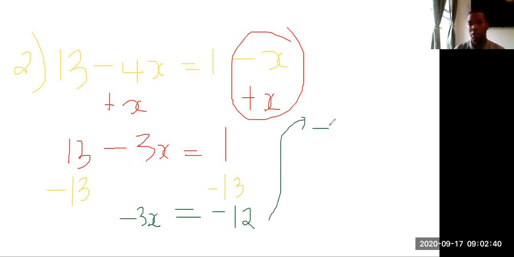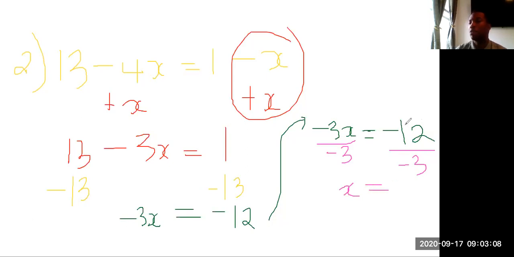I'm going to move it up here. Now I need to get x by itself. It says negative 3x, and I don't want negative 3x. I just want x. So I need to divide by minus 3. And whatever I do on one side, I have to do it on the other side. So x is equal to 12 divided by 3 is 4. And is it positive or negative? Positive, because a negative divided by a negative is positive.